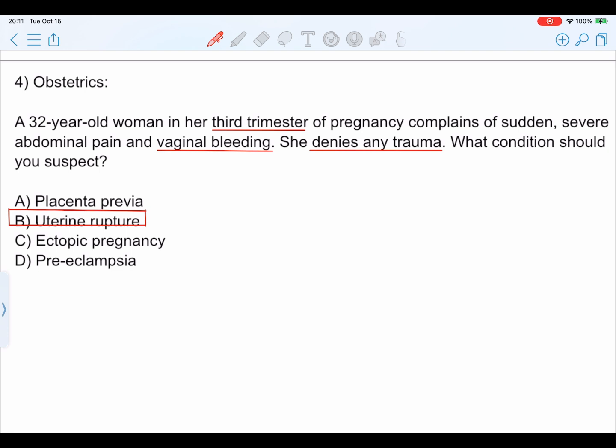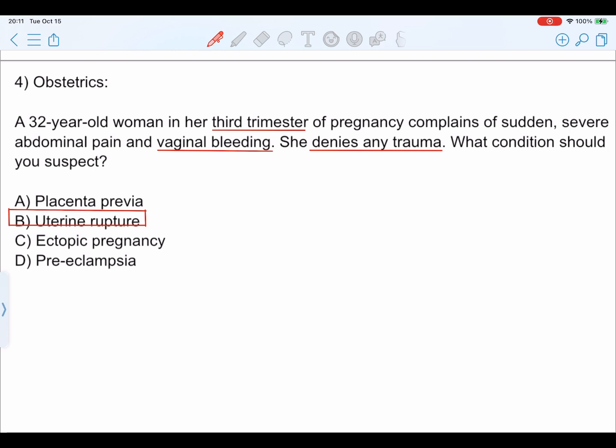Preeclampsia is when there's high blood pressure and high protein in the urine, and this is also accompanied by swelling. But again, it doesn't usually cause severe abdominal pain, and it's not really going to cause vaginal bleeding either. It can, however, cause headaches and visual disturbances, such as photosensitivity, and we can also see some systemic symptoms with that. But there's not really going to be any bleeding, and there's not going to be any abdominal pain, so we can eliminate that.